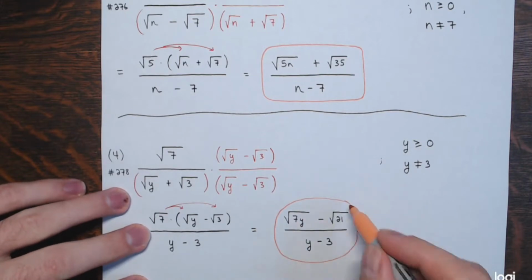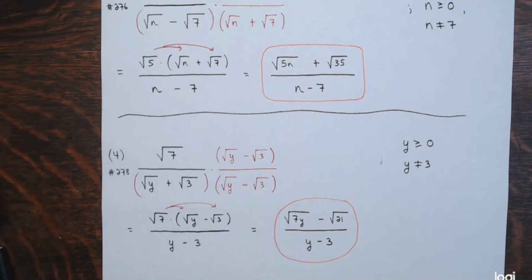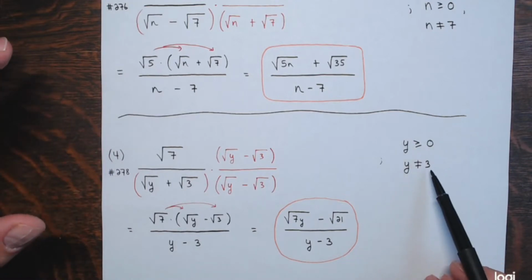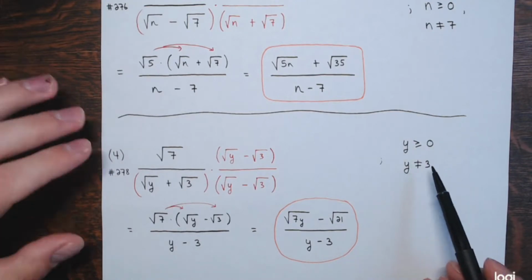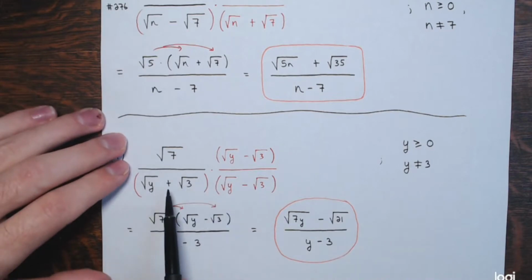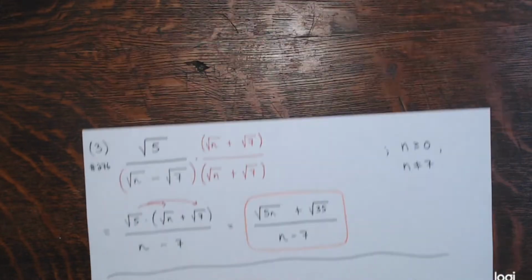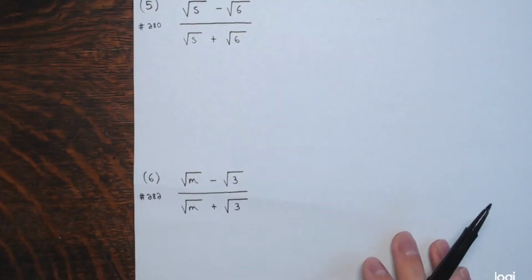Then once again, if you want to test it out, just replace y with any non-negative number except 3. Plug it in the original expression, plug it in the final expression, and you should get the same value. I leave that to you to test. And then I have one more page here where it's pretty similar stuff. It's just that now the numerators also have 2 terms.